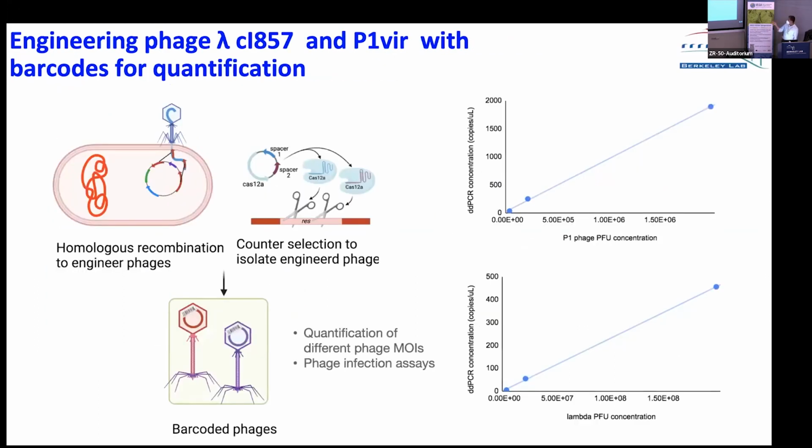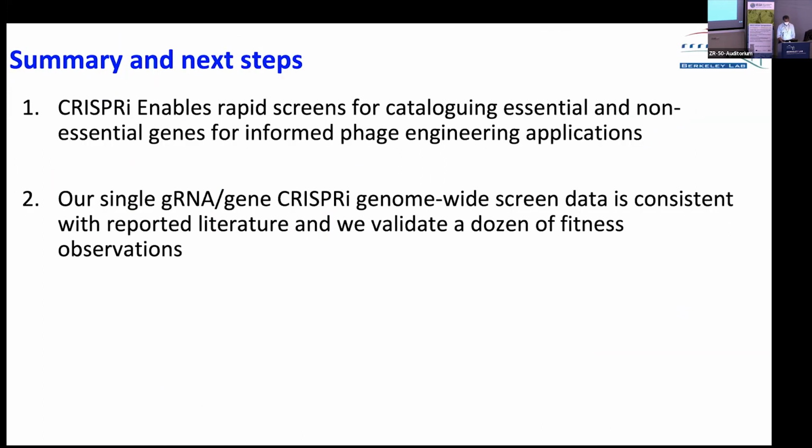We used that for P1 phage and lambda phage. We have done some follow-up studies with a pair of them. It seems reasonable, and we are following up with a publication for this in a couple of months. Just to summarize this part, CRISPRi definitely enables this kind of rapid, quick screen or assay for identifying gene essentiality.